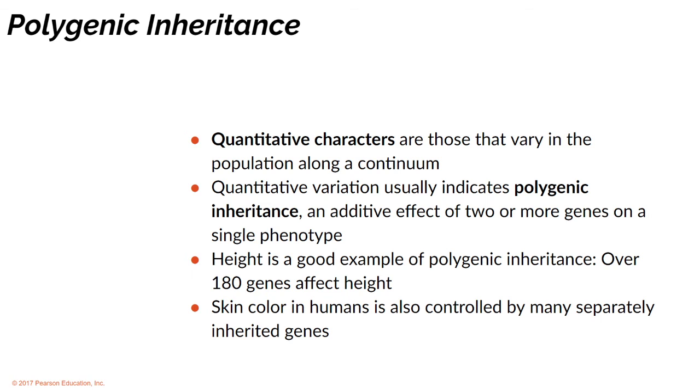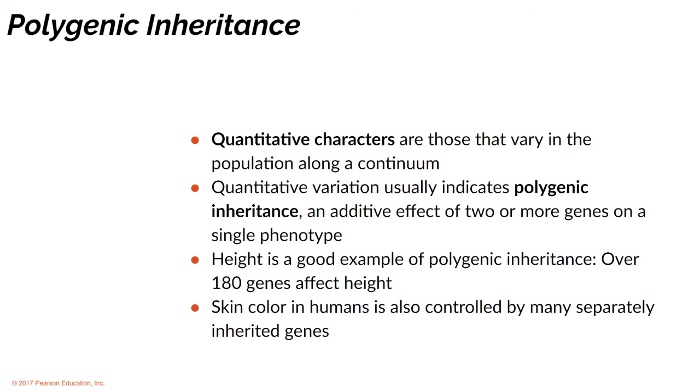All right, polygenic inheritance. So a lot of different characteristics are the effect of multiple genes. In the past, we've thought of things like height as being like I got the tall gene or I got the short gene. But really what's happening there is there's over 180 different genes that affect height in humans.